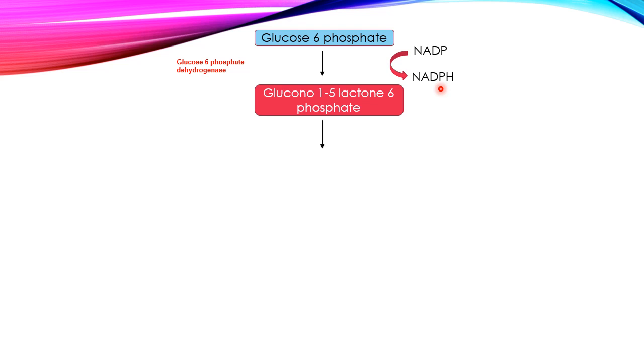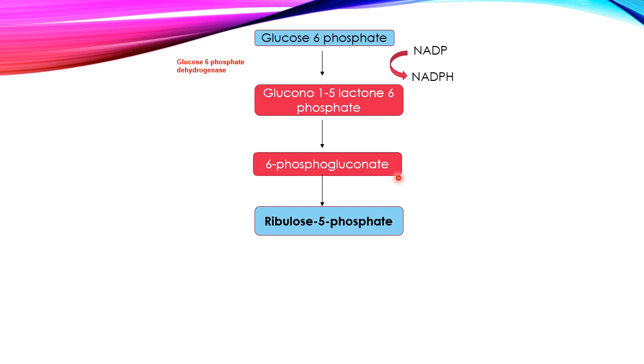Now coming to the second step in the cycle, glucono 1,5-lactone 6-phosphate is converted into 6-phosphogluconate. Okay, and this was our second step. In the third step, ribulose 5-phosphate is generated, which is our important precursor. It is generated due to the action of the enzyme 6-phosphogluconate dehydrogenase. Here also NADP is reduced to NADPH.